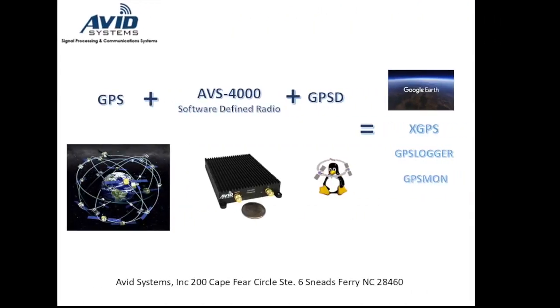The AVS-4000 has an integrated GPS receiver and is using GPS to timestamp received data and to synchronously start and stop radios that are not geographically co-located. This capability is used to geolocate emitters, create RF heat maps, as well as a host of other applications.